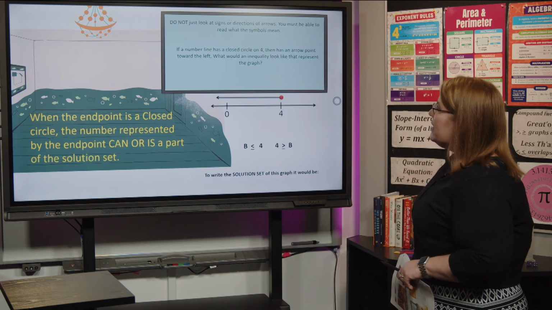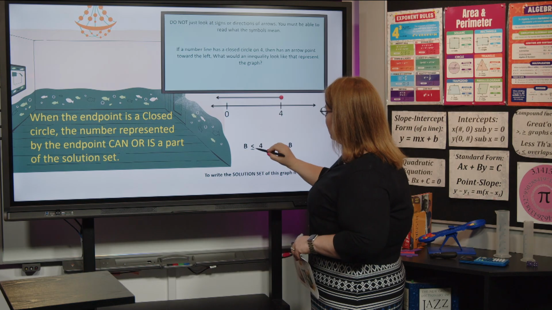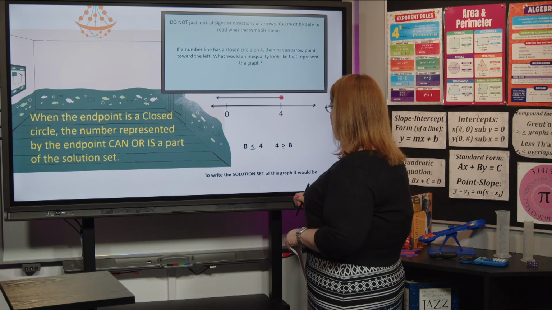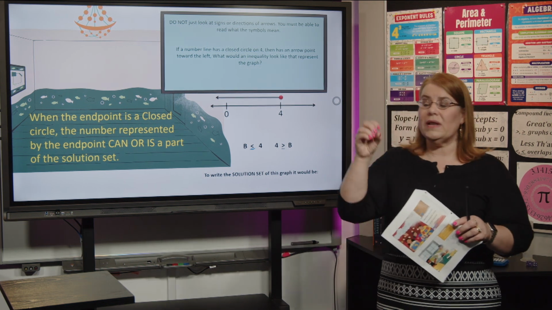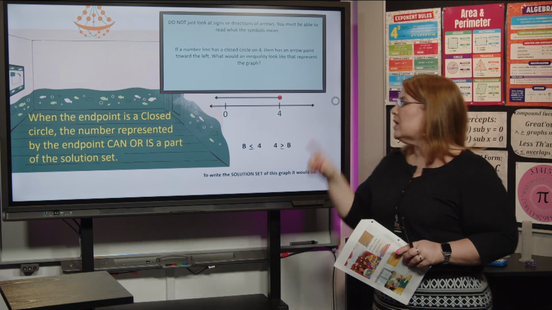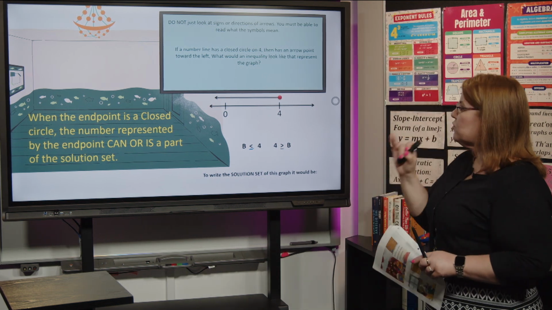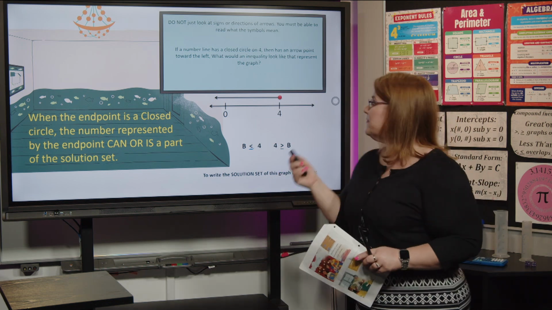All right. So it says when the endpoint is a closed circle, the number represented by the endpoint is a part of the solution set. So we talked about having this line here, meaning it can be equal. And we've also talked about what that means. It can be a part of it. When it's open, it can go right up to the number, but it can never be a part of the number. So that was another way for us to remember: closed can be a part of the solution, open cannot be a part of the solution.